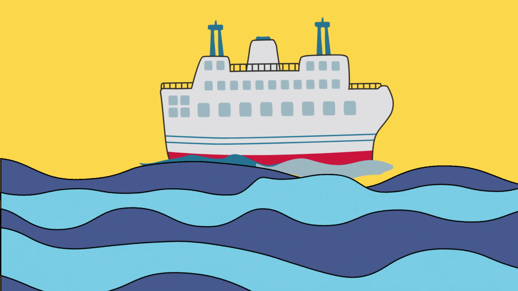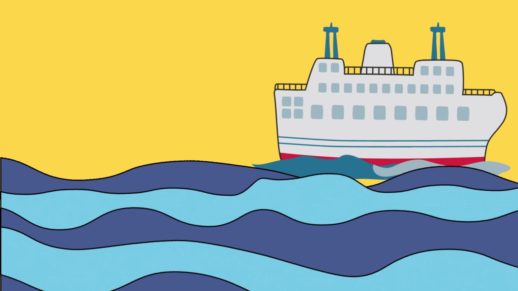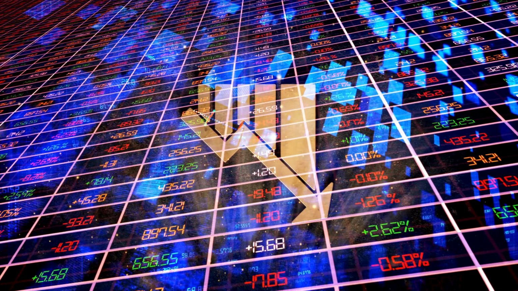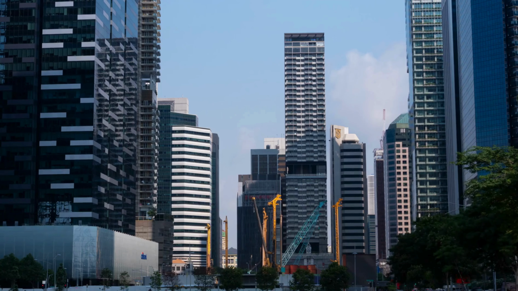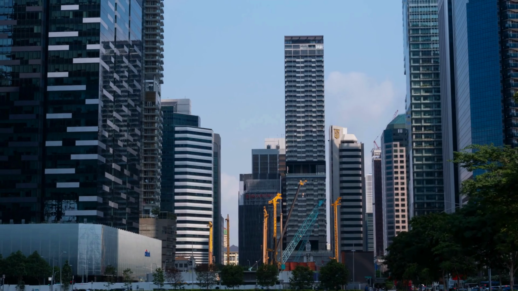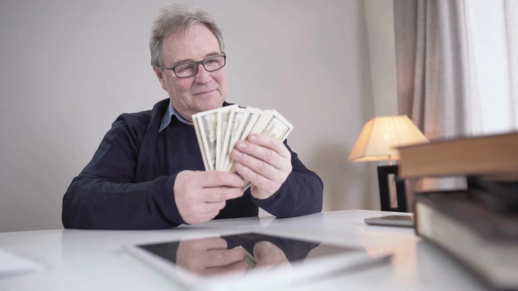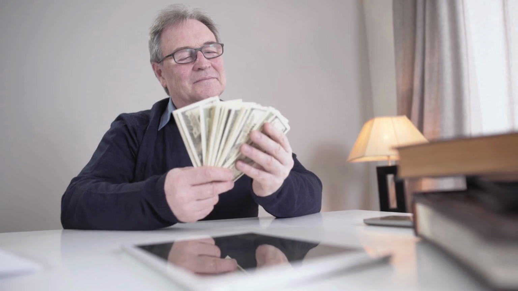However, it wasn't all smooth sailing. While QE helped avert a deeper economic downturn, it also led to increased asset prices, contributing significantly to wealth inequality. Those who owned stocks or real estate saw their values climb, benefiting wealthier individuals disproportionately and exacerbating economic divides.